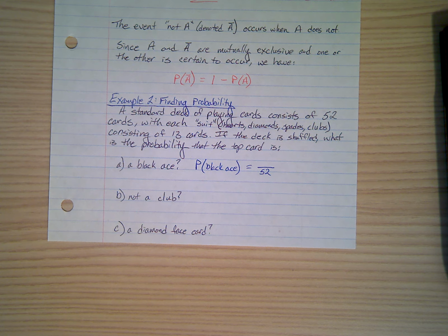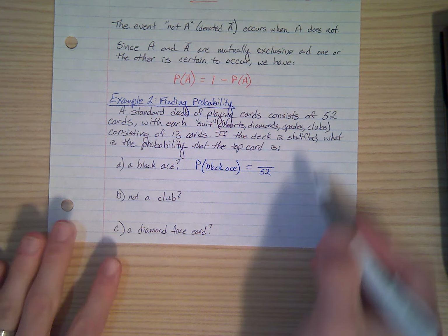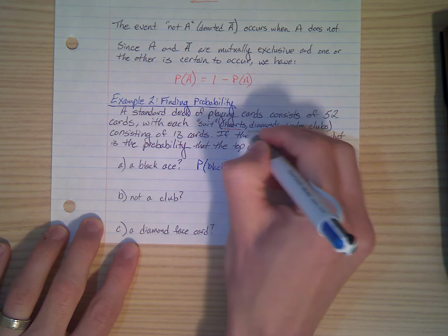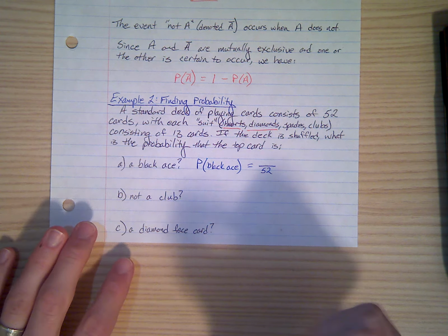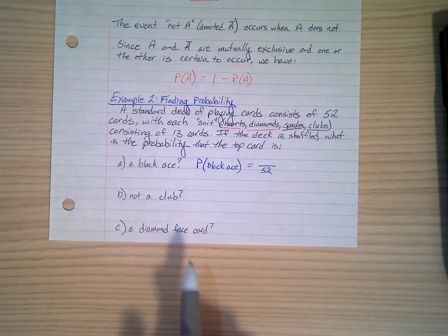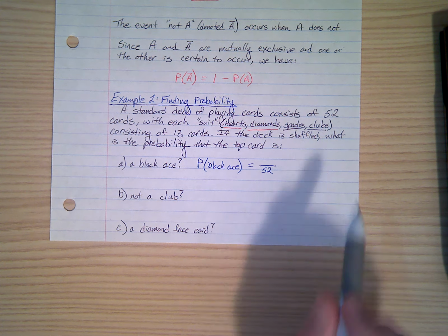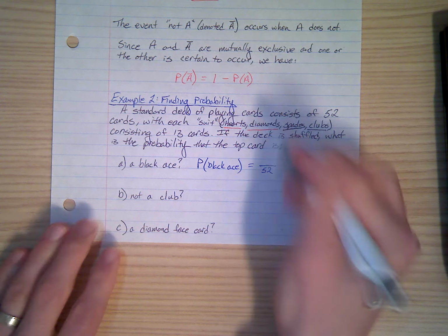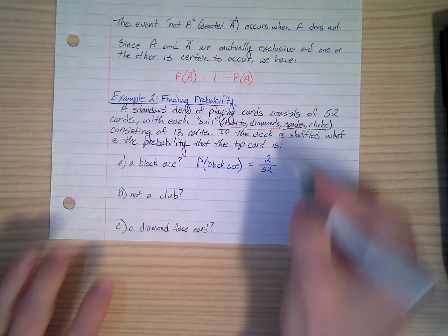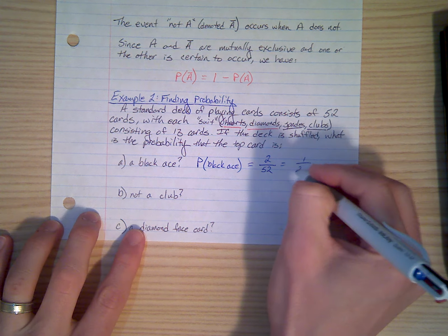The number of black aces in the deck, we have to know a little bit about a deck of cards here. You've got two suits that are red, and those are hearts and diamonds. And then you have two suits that are black, spades and clubs. So there's one ace in spades and one ace in clubs. So there are two successful elements that meet this criteria. So 2 out of 52, and again, you would probably reduce that to 1 out of 26.